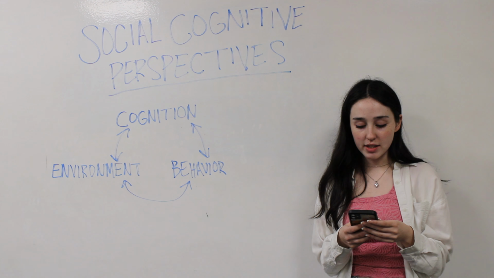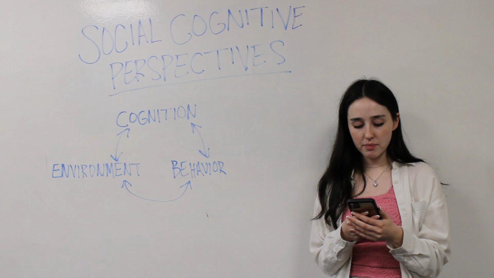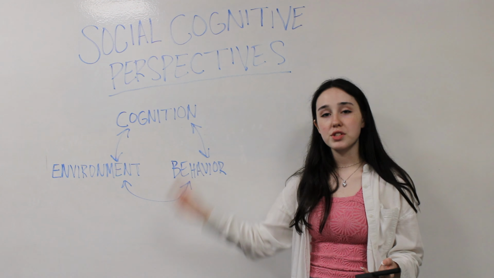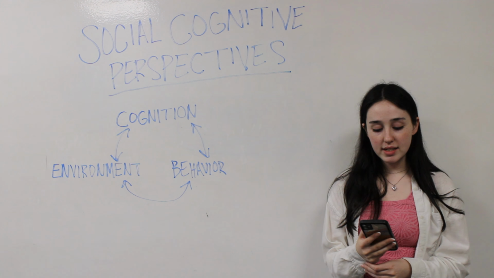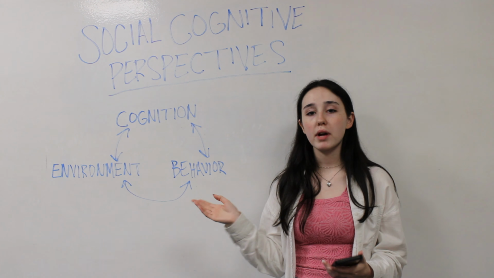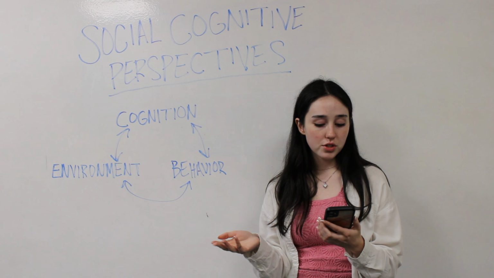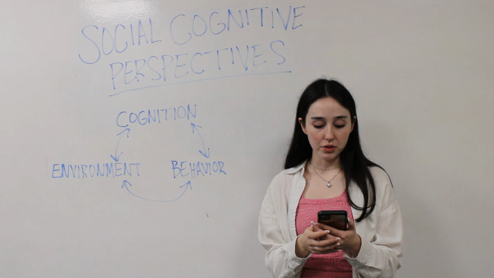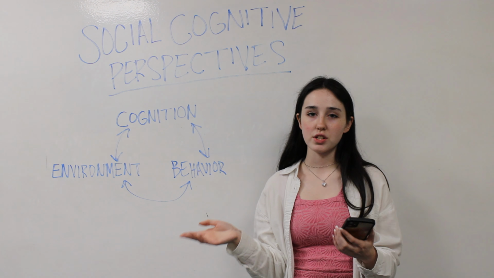One of the key figures in this perspective is Albert Bandura, who introduced the idea of reciprocal determinism. So the idea that behavior, environment, and cognition all influence each other to shape our personalities. Bandura also highlighted the importance of observational learning, which is learning by watching others and then repeating that behavior. He also highlighted the locus of control. This refers to whether we feel in control of our lives, internal, or believe outside forces control us, external.